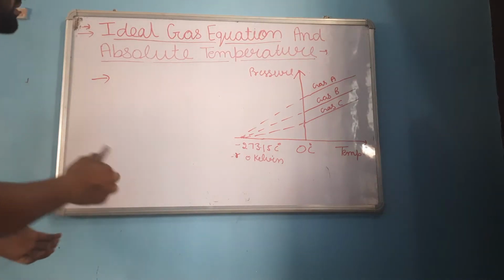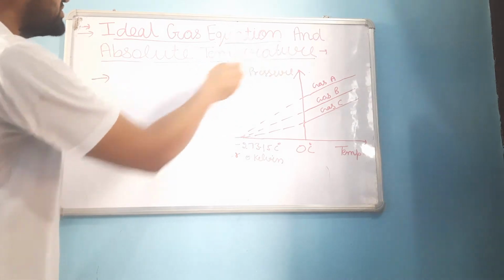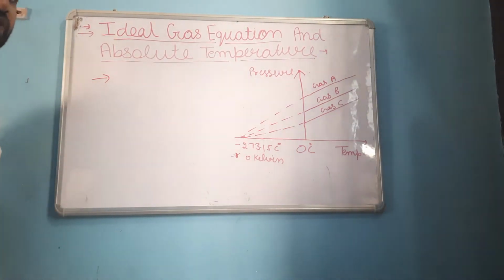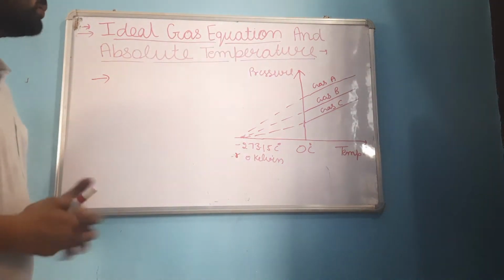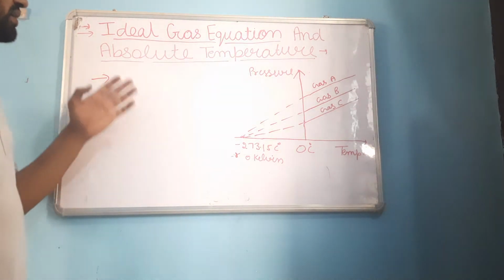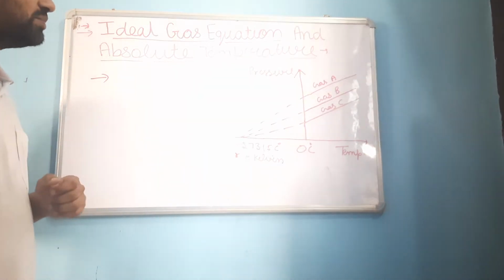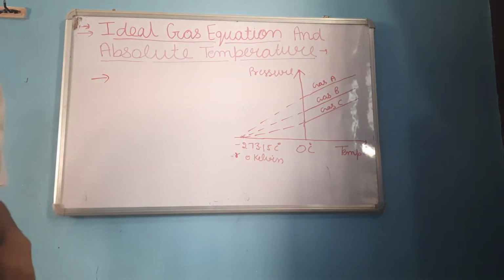Hello everyone. Today we are going to discuss the topic that is ideal gas equation and absolute temperature. This is a subtopic of thermal properties of matter. Before this, we have discussed two topics, that is heat and temperature, and the second one was measurement of temperature.